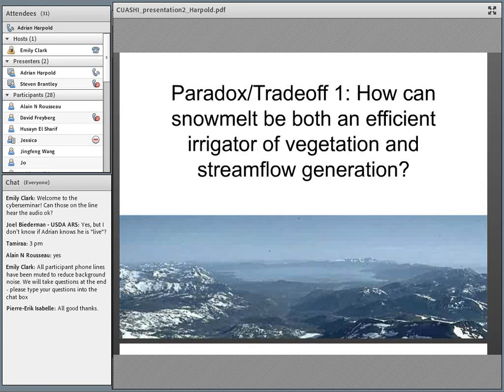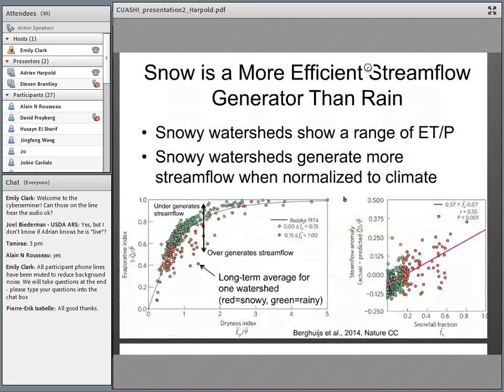So some work that I've recently been involved with has really been trying to tease apart this paradigm of how snowmelt can be both an efficient irrigator of vegetation and efficient at generating stream flow. And a lot of good work is motivated when you read a paper that really stimulates you and makes you kind of scratch your head. And so this is a recent paper from Nature Climate Change showing the relationship between water partitioning across snowy and rainy regions. And let me walk you through this a little bit. It's kind of a complex graph here that I'll use a few times.